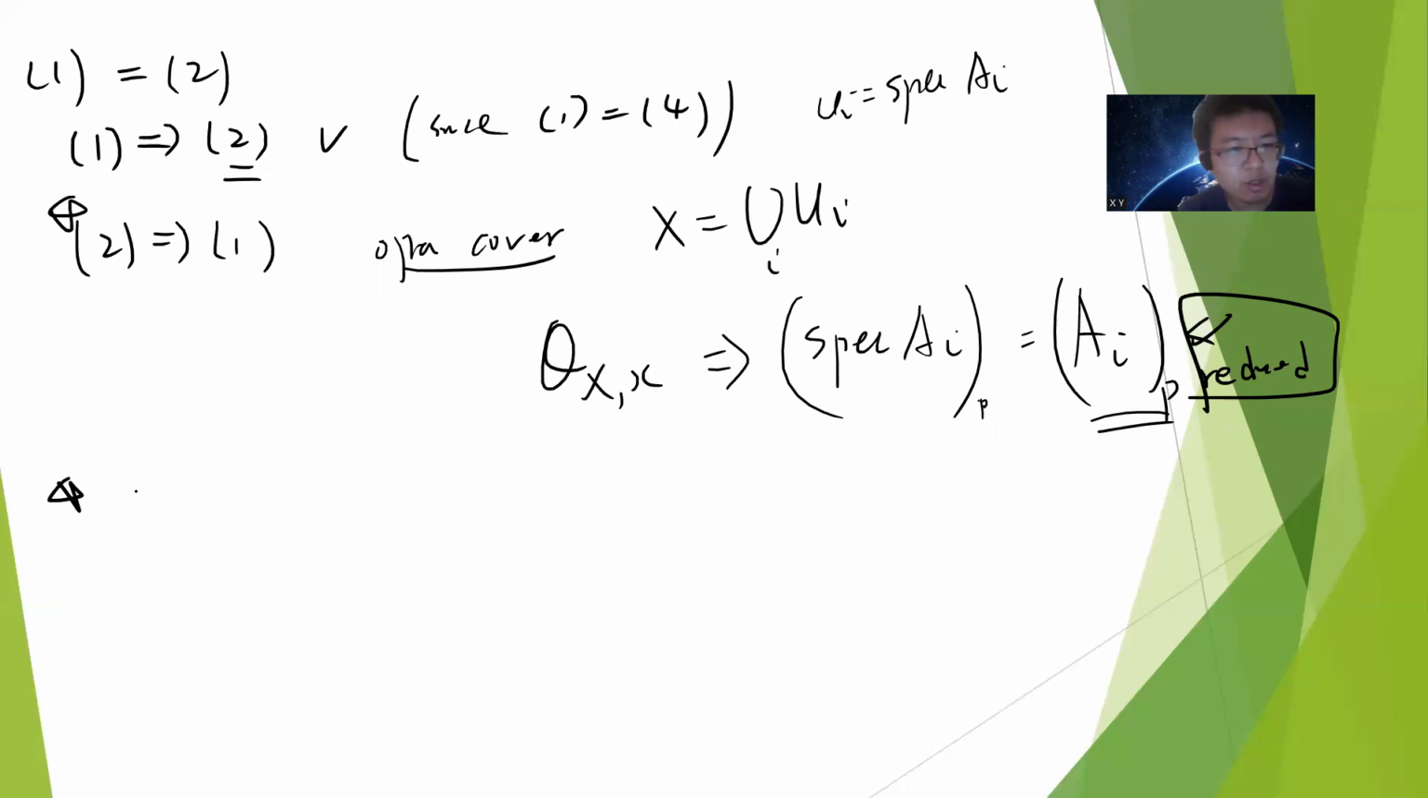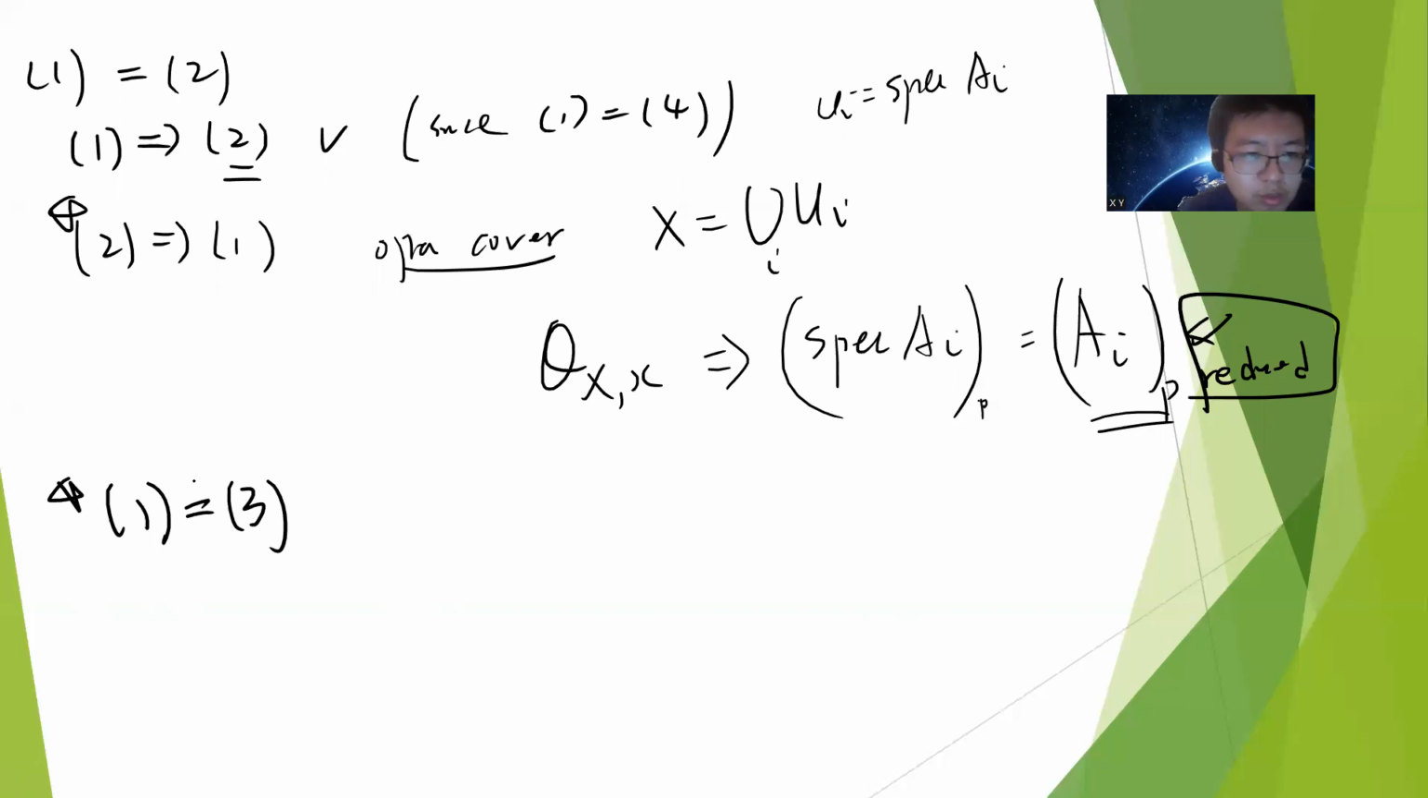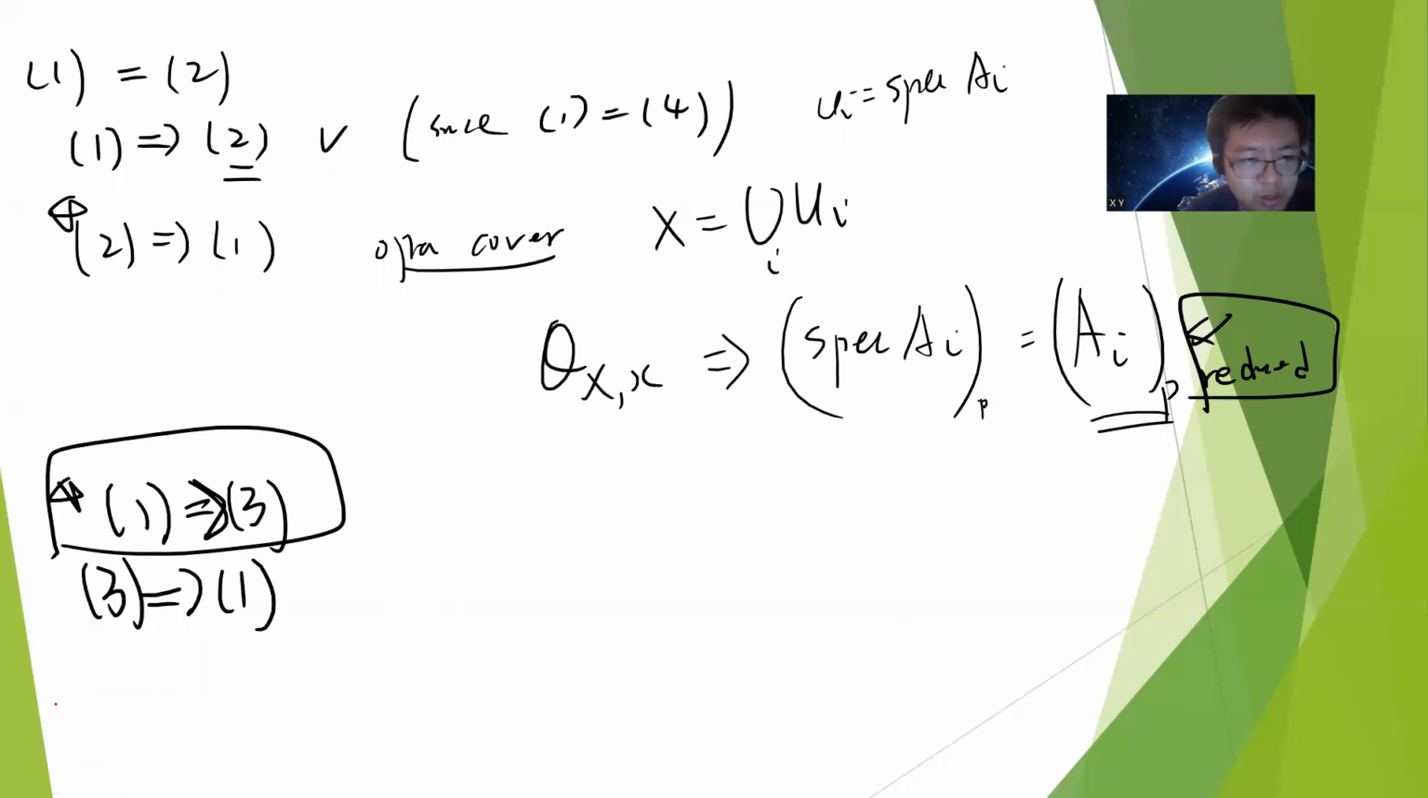Okay. So now let's prove that 1 is the same as 3. As we said, 3 says that when you restrict to all affine U belonging to X, it is always reduced. Since 1 is equivalent to 4, 1 implies 3 is trivial. So the rest is that we need to prove that 3 implies 1. Okay, so proof: 3 implies 1.